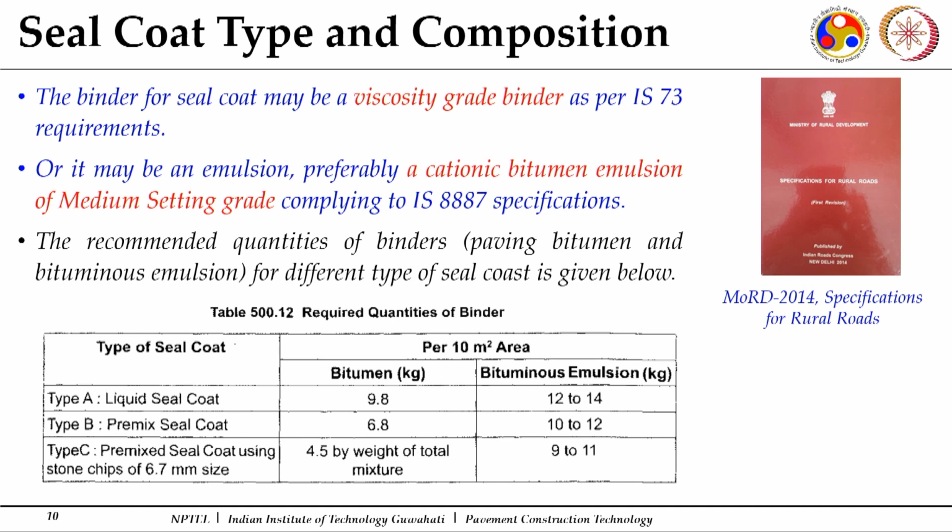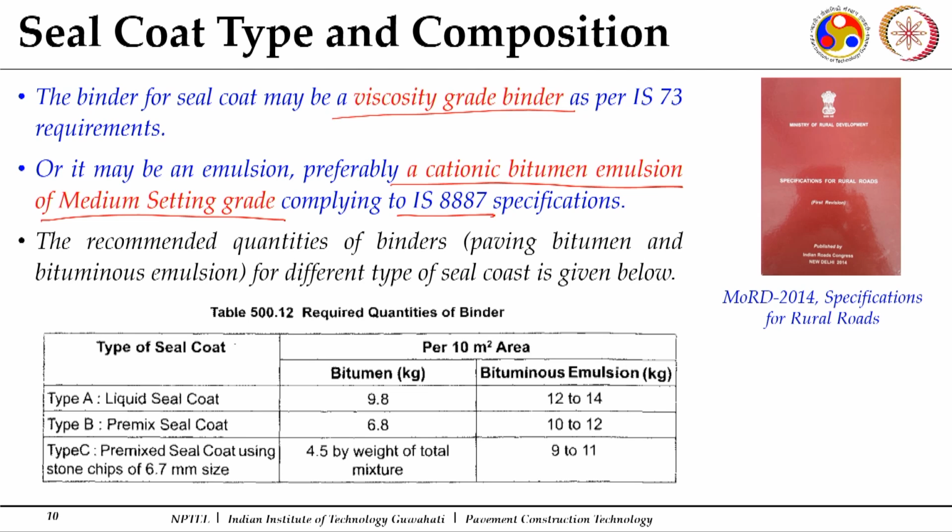Now what binder is to be used? There is an application of binder and then stone chips in type A, and in the other 2 cases these are premixed. It says that a viscosity grade binder can be used as per IS 73 specifications, or we can use a cationic bitumen emulsion of medium setting grade. In the case of these cationic emulsions, the IS 18887 specifications in terms of their quality have to be ensured.